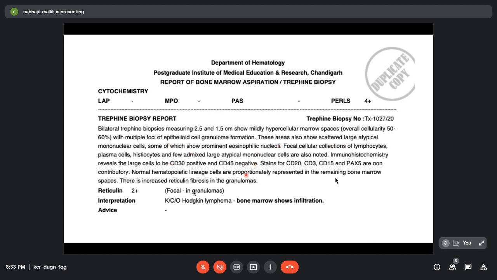It was a known case of Hodgkin lymphoma, and it was positive, so that was the final interpretation. We gave the reticulin stain as well, and this was the final interpretation given in this bone marrow: as a known case of Hodgkin lymphoma, bone marrow shows infiltration.